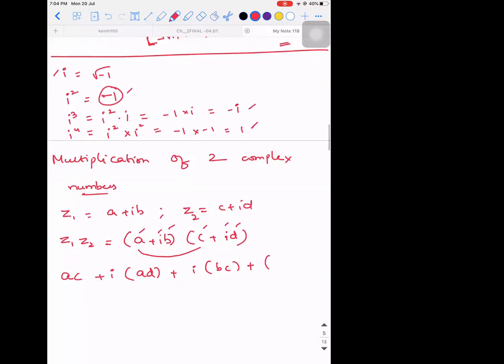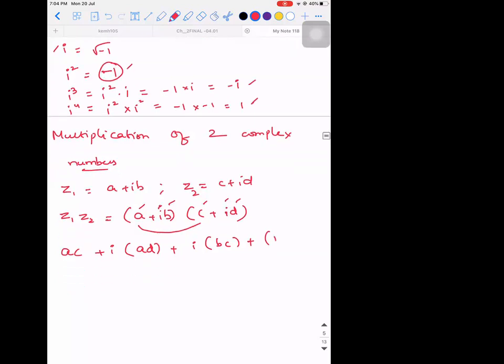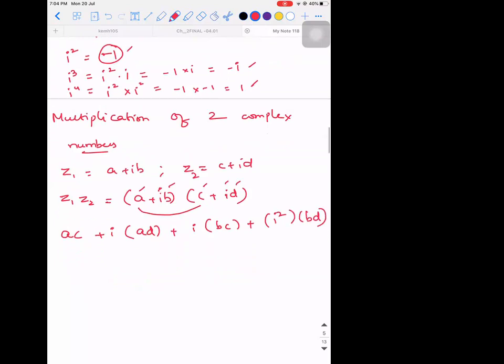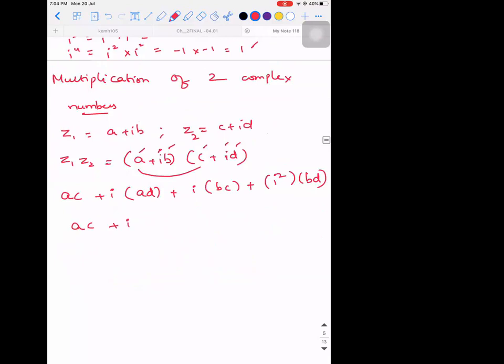So here I have i into i, which is i square, into b into d. So it will be ac plus i into ad plus bc, I'm collecting all the i terms, plus i square is -1 into bd. So ac minus bd plus i into ad plus bc.